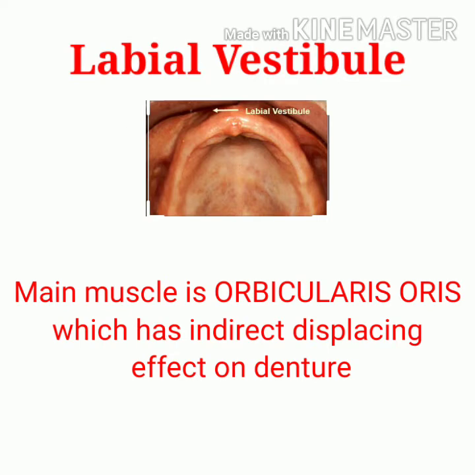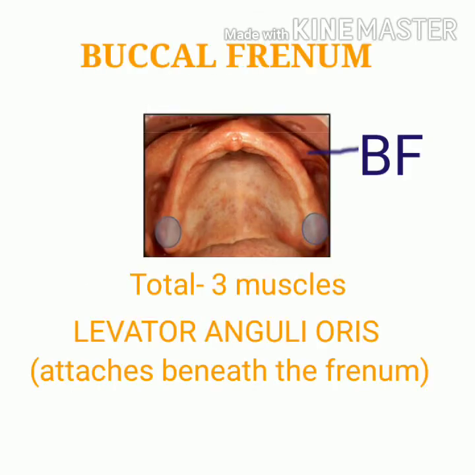Now the main muscle of this region is orbicularis oris. Orbicularis oris has an indirect displacing effect on the denture. Labial vestibule में सिर्फ एक मसल पाया जाता है, वो कौन सा है? Orbicularis oris.